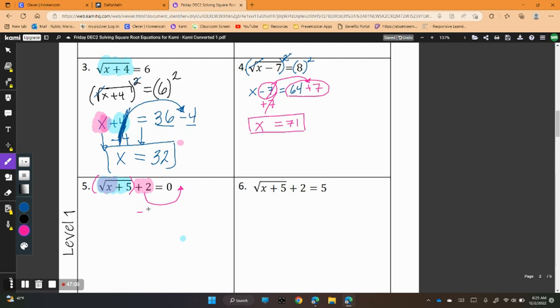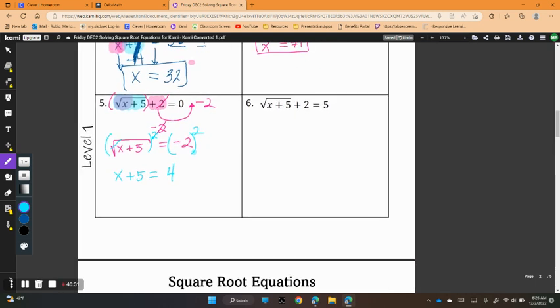I can move that 2 by subtracting 2 from both sides. Those 2's cancel, and I'm left with x plus 5 equals 0 minus 2, which is negative 2. Now I can raise all of this to the second power, just like we did in problems 3 and 4. Do the same to the other side of the equation. The radical will cancel with the power of 2, and I bring down my x plus 5, and then I've got negative 2 times negative 2, which is going to be 4.